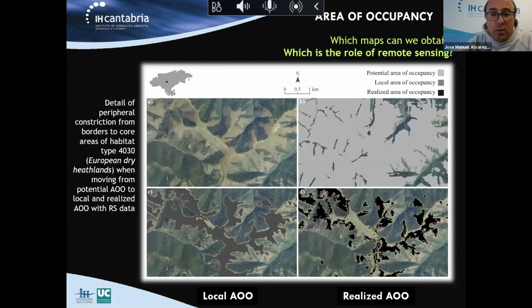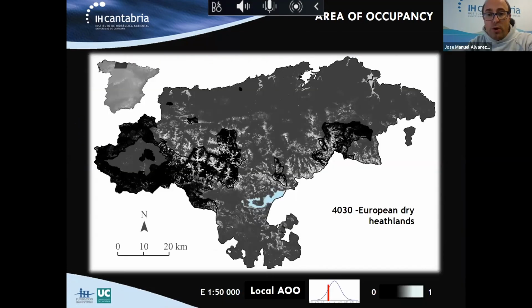The first consequence of this, in terms of the maps that we produce, is a reduction of the area occupied, of course. The potential distribution here occupies almost the whole territory, but when we move to the local area of occupancy, the real distribution, it reduces, and when we only map the areas dominated against other habitat types, they are even smaller. We have done this exercise for the whole of our region, Cantabria. We are doing it for the whole north of Spain, and we did this in Turkey. So the amount of area occupied changes, and this is how a map of one habitat looks.